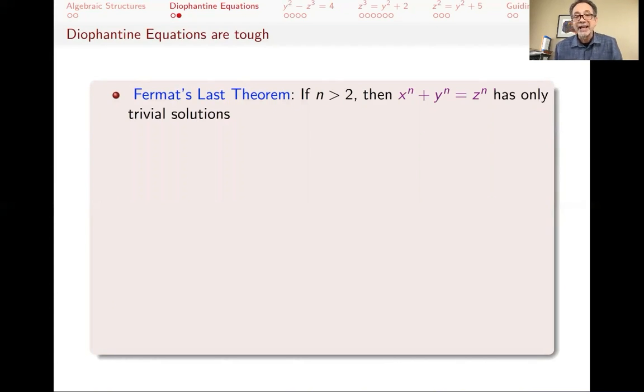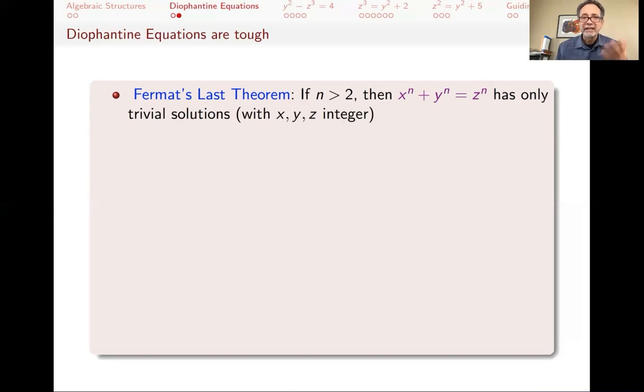This says that if n is greater than or equal to 2, then x to the n plus y to the n equals z to the n has only trivial solutions. That means that either x has to be 0 and then y and z have to be the same, or y has to be 0 and then x and z have to be the same. If n was 2, this would be x squared plus y squared equals z squared. There are plenty of solutions. 3, 4, 5 is an example, but there would be plenty more.